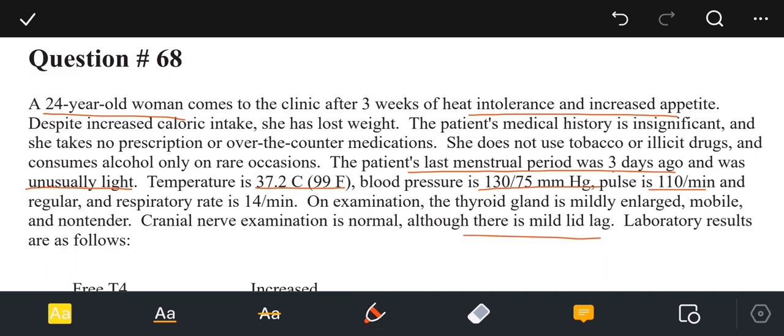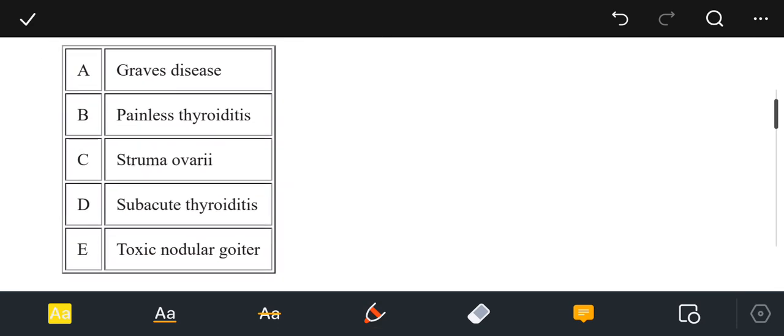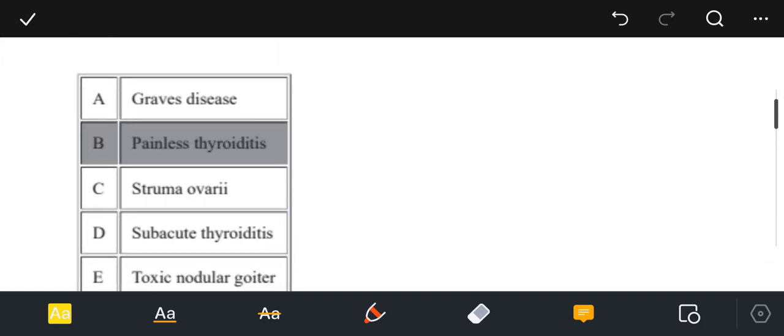The laboratory results are as follows: the free T4 level is increased, T3 level is increased, and TSH level is decreased. Radioactive iodine uptake is less than 5%. Normally it should be 8% to 25%, but it is less than 5%. The thyroid gland is not visualized on thyroid scan. Which of the following is the most likely diagnosis of this patient? The options are Graves' disease, painless thyroiditis, struma ovarii, subacute thyroiditis, or toxic nodular goiter, and the answer is option B, that is painless thyroiditis.